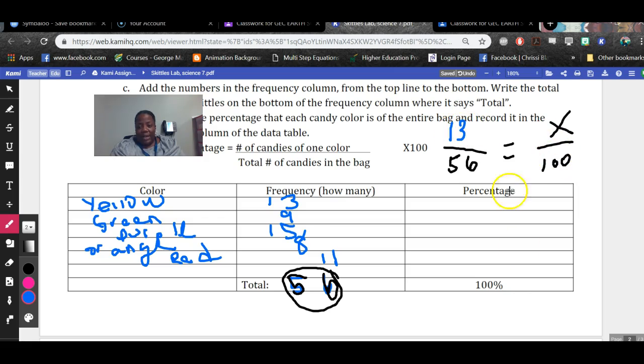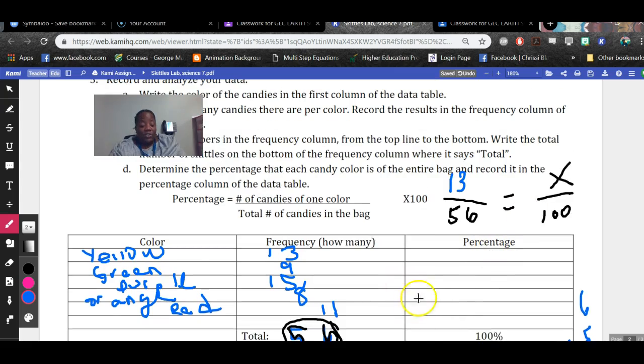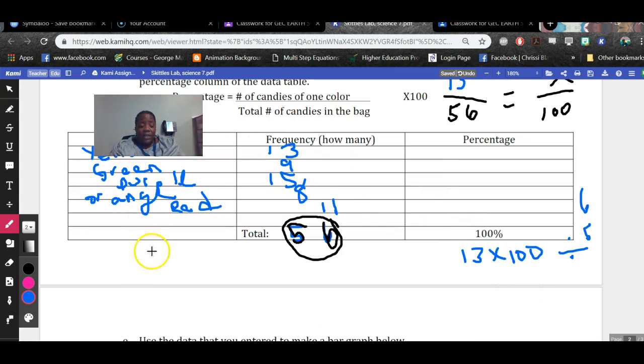So 13 times 100, okay? And so that's going to give us 1,300. Use a calculator if you need to, right? You can just use your simple phone calculator for this. 13 times 100, as you can see, that's 1,300, okay? And then I'm going to take that number and divide it by the 56, okay? So the 1,300 is still on my calculator, so now I'm going to divide by 56, okay? So my answer is 23.21. All right, so I'm going to use that.